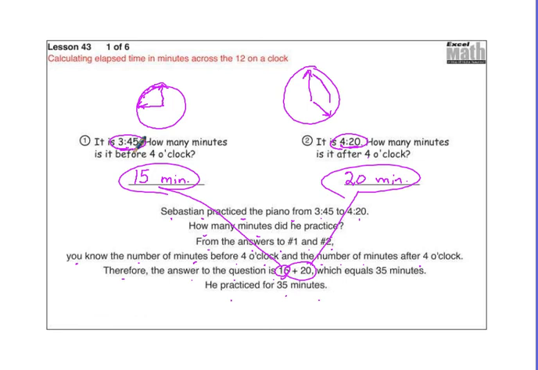So from 3:45 to 4:20, the minute hand is going up here to the hour and then down here to the 20 minutes after. So you have 20 minutes on the front end of the hour and 15 minutes on the back end of the hour. And so 15 plus 20 makes 35.